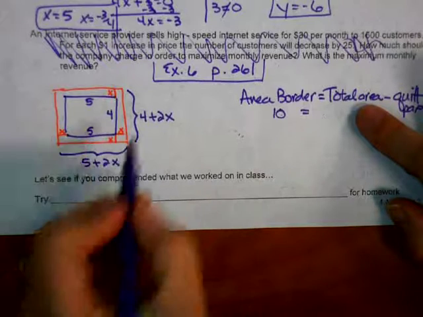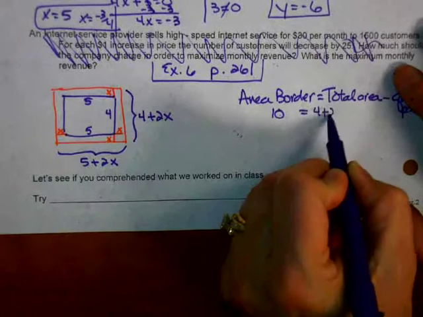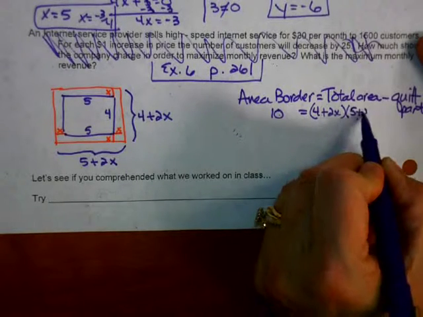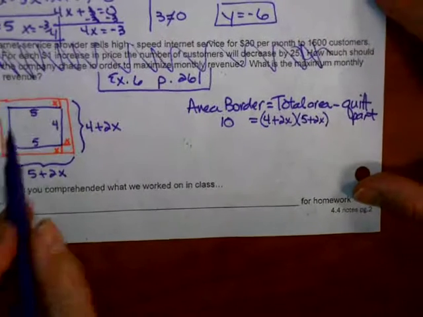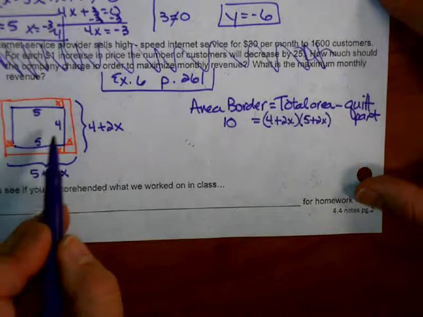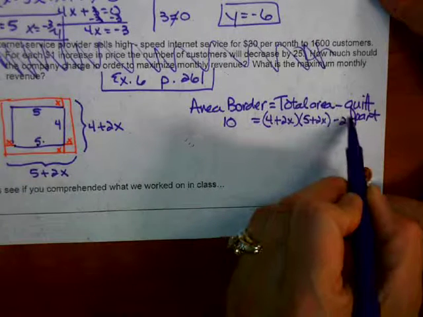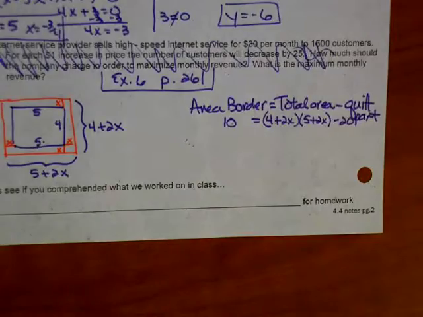The total area is this times this: 4 plus 2x times 5 plus 2x, minus the area of the quilt part, which is what? What's 4 times 5? 20. So 10 equals (4 plus 2x)(5 plus 2x) minus 20. That's a little equation you got yourself. Now you have to figure it out.